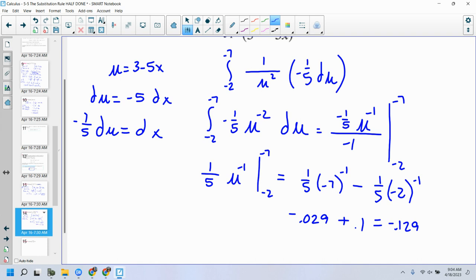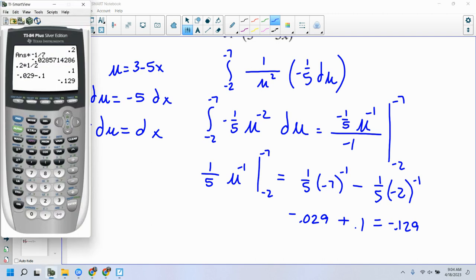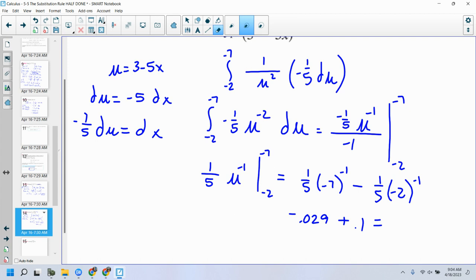Wait a second. What did I do wrong? I should have been a... Oh, I did a minus. What did I do a minus? Stupid Mr. Library. Woo! 0.071. Oh, there we go. 0.071. There we go.